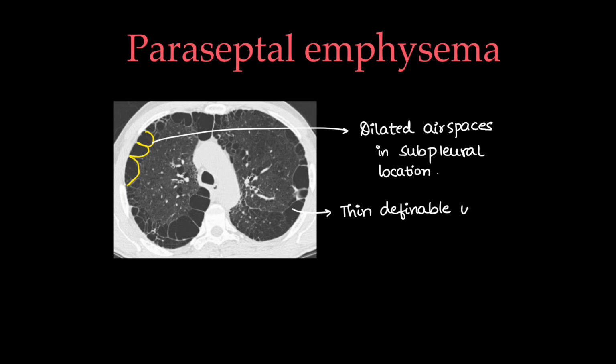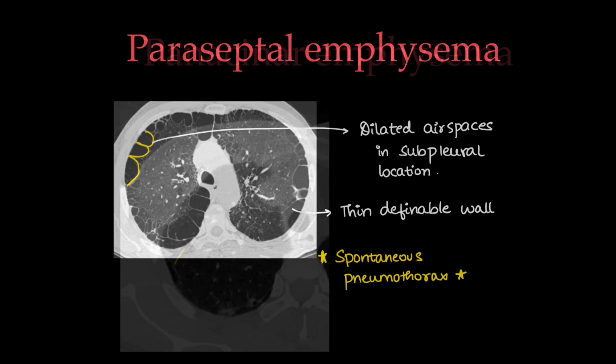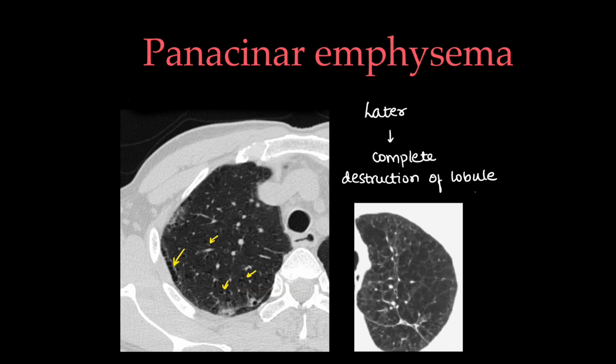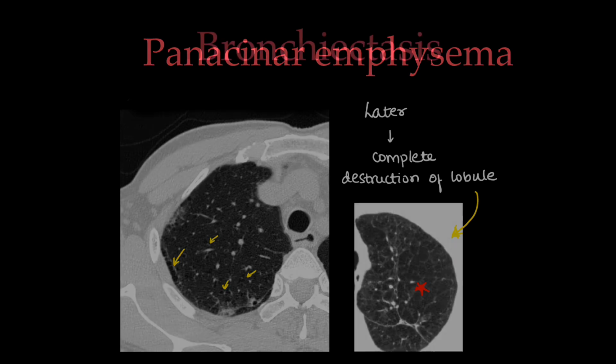So they have thin definable walls. These can undergo spontaneous pneumothorax due to proximity to the pleural surface. Next we'll see panacinar emphysema. Here we can see early stages of panacinar emphysema, random distribution. Later stages it will show something like this, complete destruction of the air spaces.